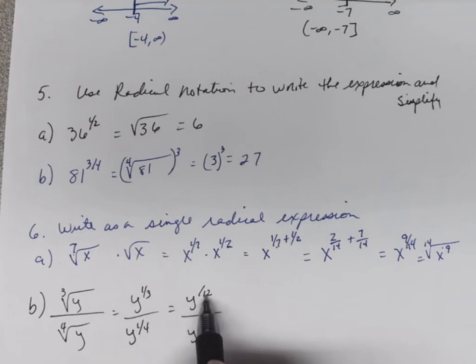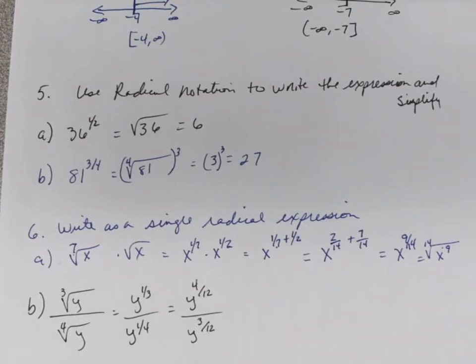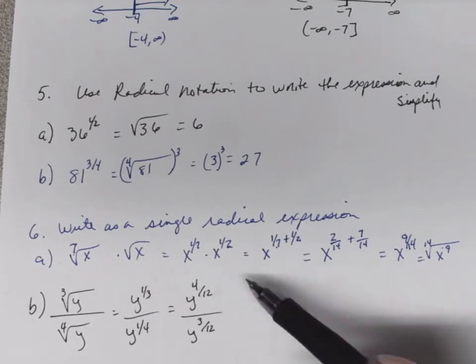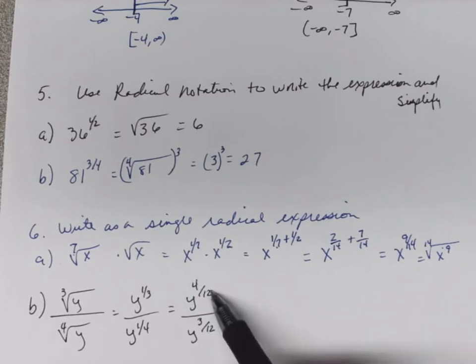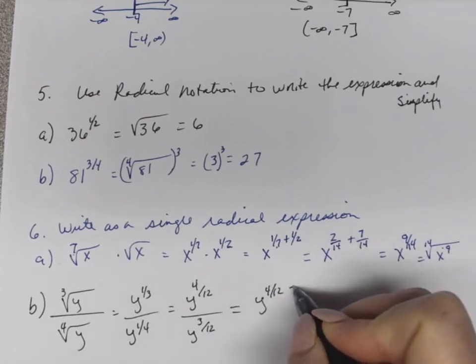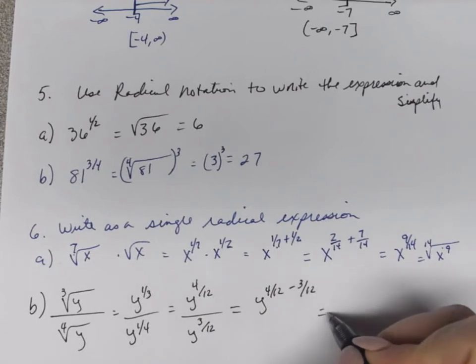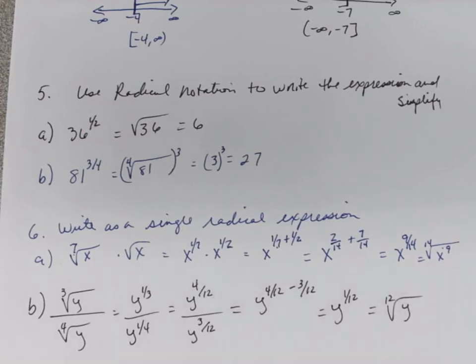So 3 times 4 gets you 12. Because we multiply by 4, 4 times 1 will get us 4. 4 times 3 gets us 12, so 3 times 1 will get you 3. So we have a 12th denominator, and now we can look at our tops. I have 4 up here and 3 up here, so we're going to move these up using subtraction. So y to the 4/12 minus 3/12 will end up being y to the 1/12, which will be the 12th root of y.